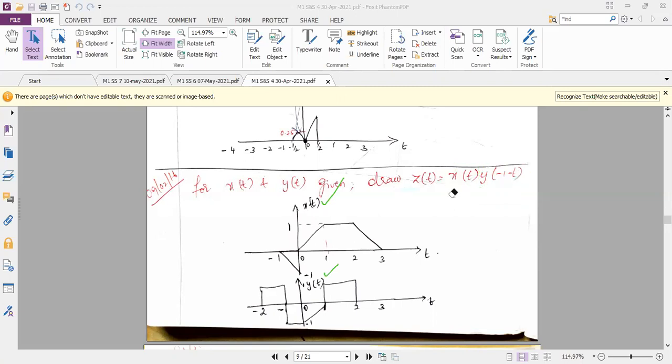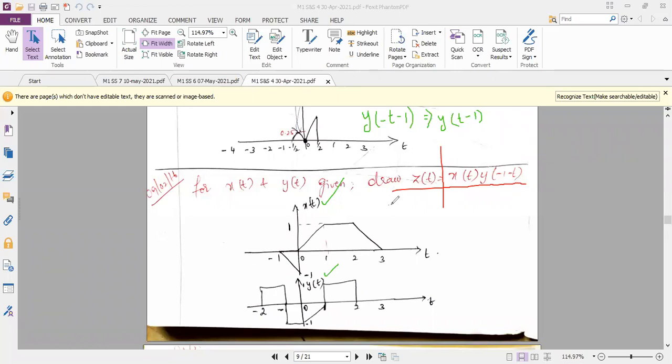I told you to write this in your comfortable order. If I write, I will write it like this: y of minus t minus 1. I have to use the precedence rule. If I use the precedence rule, first I will find y of t minus 1. So let me just draw the graph of y of t minus 1. Minus 1 means it will be shifted towards the right hand side by one position.